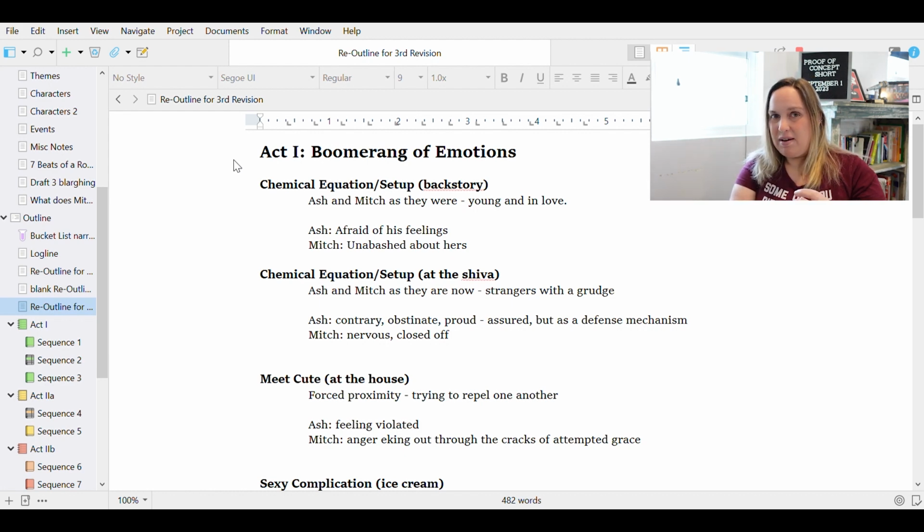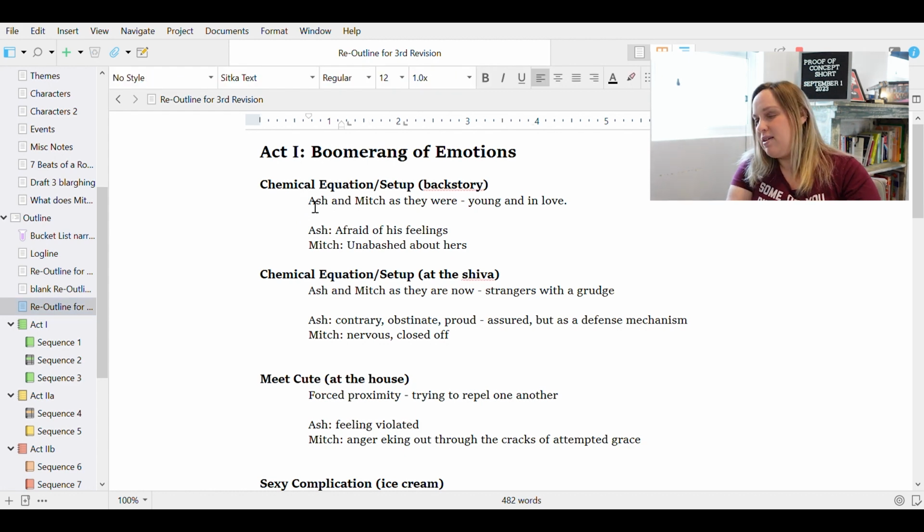I was going to theme them, give them a purpose so that I could always be going back to that purpose, make sure all the scenes fit that purpose. Act 1 is boomerang of emotions because we start off with the chemical equation setup and I'm theming each of these beats. So Ash and Mitch as they were young and in love. And Ash's state, I just didn't write the word state because it felt too formal for me right now, is that he was afraid of his feelings and Mitch was unabashed about hers. So this is their starting point.